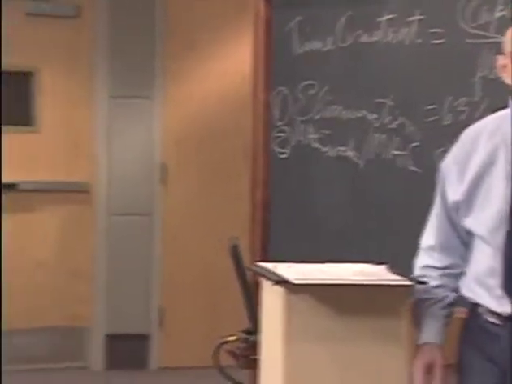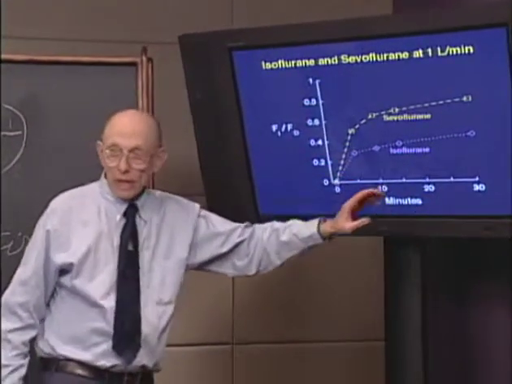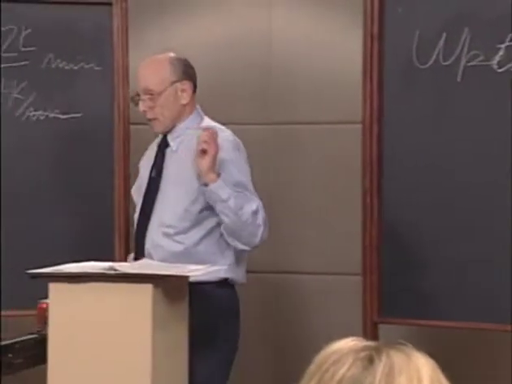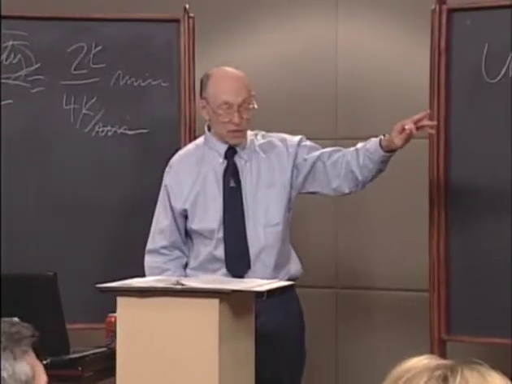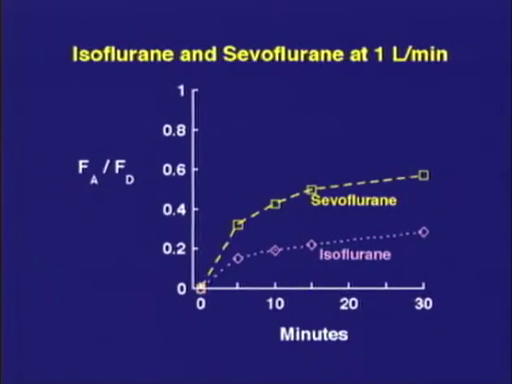The inspired concentration relative to the delivered concentration, the vaporizer setting, is much higher for sevoflurane than it is for isoflurane. Same amount of rebreathing, but of gases now that have been exhausted of their anesthetic by a lesser amount because sevoflurane is less soluble. Less is taken up than is the case with isoflurane. But even that says that sevoflurane's inspired concentration is not the same as the delivered concentration, and the alveolar concentration will accordingly be affected. So the alveolar concentration is perhaps 50% of the concentration that we're delivering.